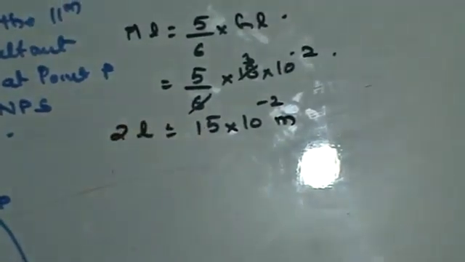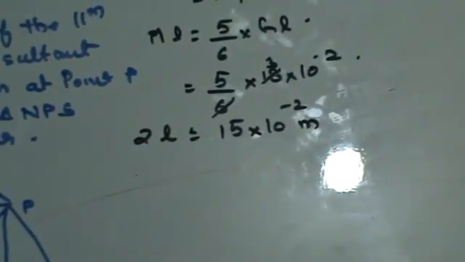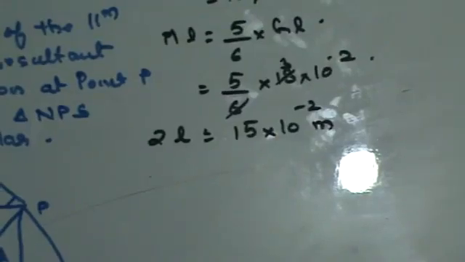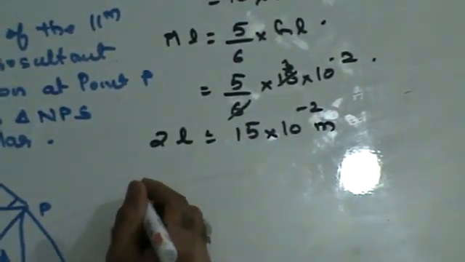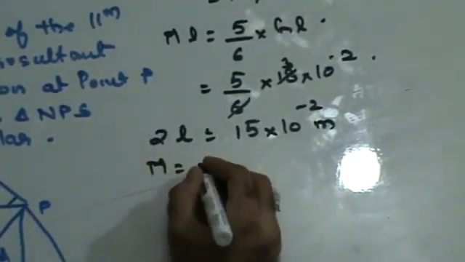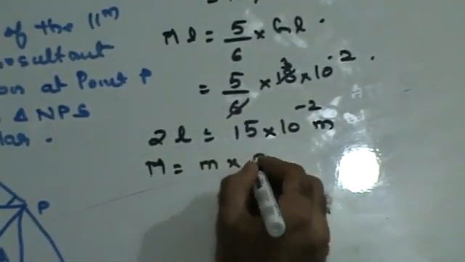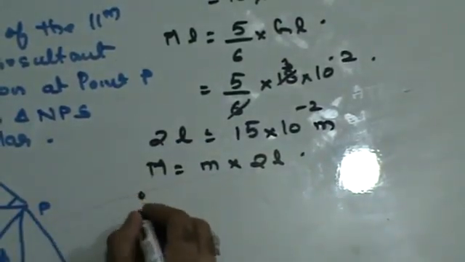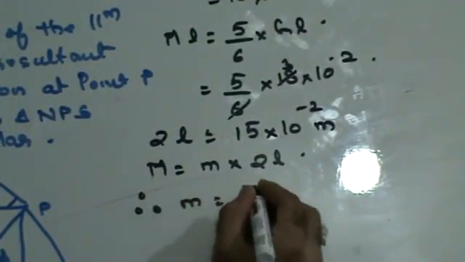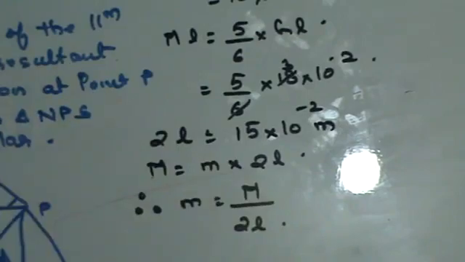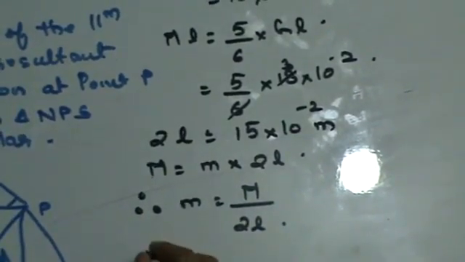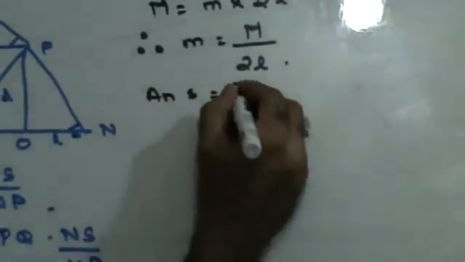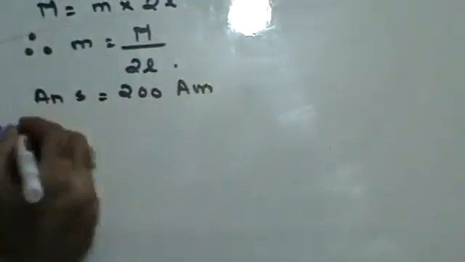But what is magnetic length? Magnetic length is represented as 2L. So 2L is 15 into 10 raised to minus 2 meters. Now magnetic dipole moment is given by the formula pole strength into magnetic length. Therefore pole strength will be M upon 2L. I know the value of M, I know the value of 2L. I can substitute and get the answer. The answer for this sum should come to 200 ampere meter.